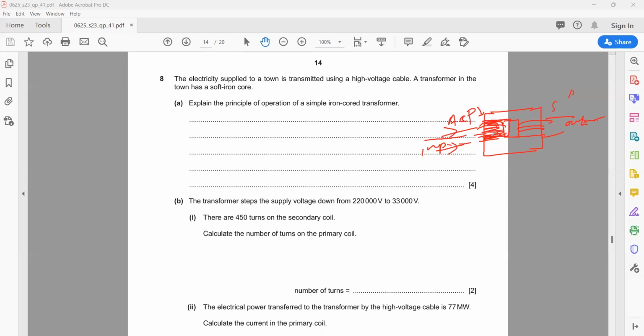This alternating magnetic field is transferred to the secondary coil with the help of the iron core. This is the iron core. Then the secondary coil will also produce a changing magnetic field. Due to this changing magnetic field, the voltage is changed. Like this it transfers.